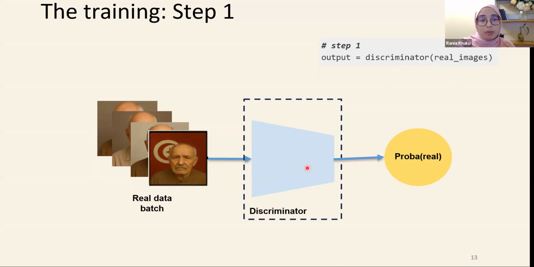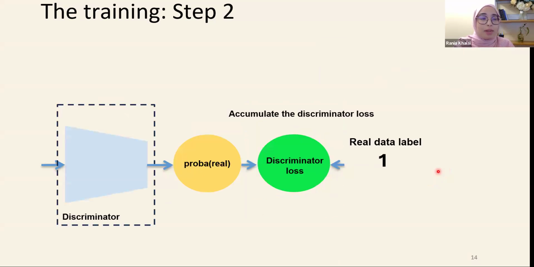And so this is just a simple classifier that is going to return the probability of that image being real. Now let's move on. The second step is that we want the discriminator to become as good as possible. So we are going to present it the label, for example real data, corresponding to the real images. And using the ground truth label and the probability predictions, we can compute the loss function in this case.